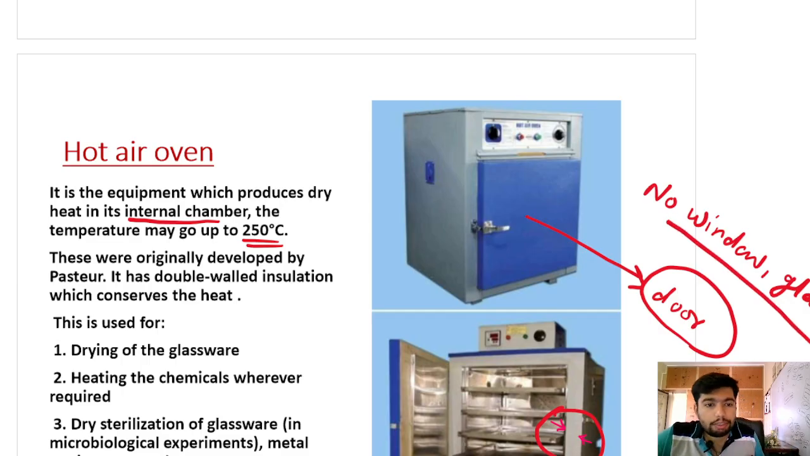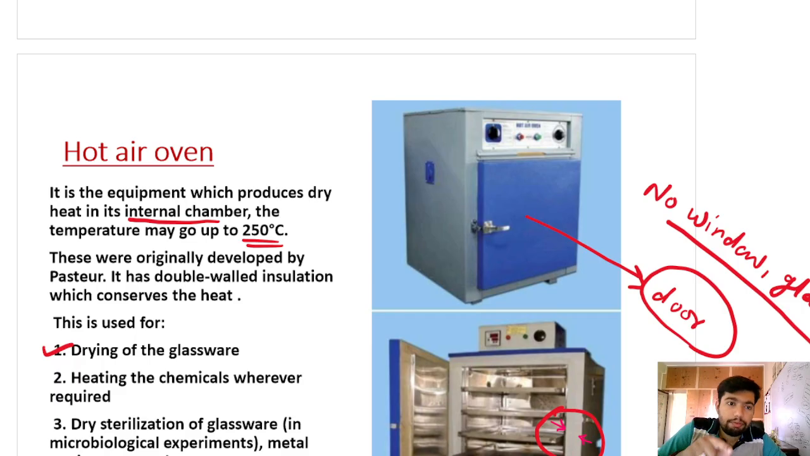So this instrument is used for drying of glassware. Whenever we have used a particular instrument for qualitative or quantitative analysis, there is a sticking of reagent in that particular instrument. So when I have to do another experiment with the same instrument, I have to air dry it.